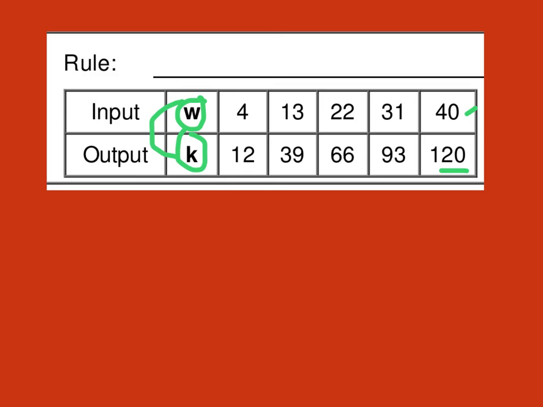22 times 3 is 66. Yeah, indeed I've found it. 13 times 3 is 39. So my output K equals 3 times the W, and that will give me the K.